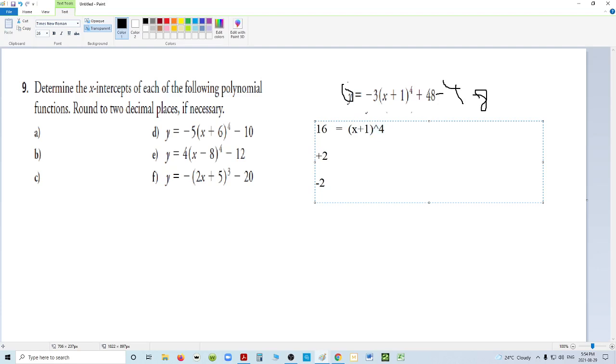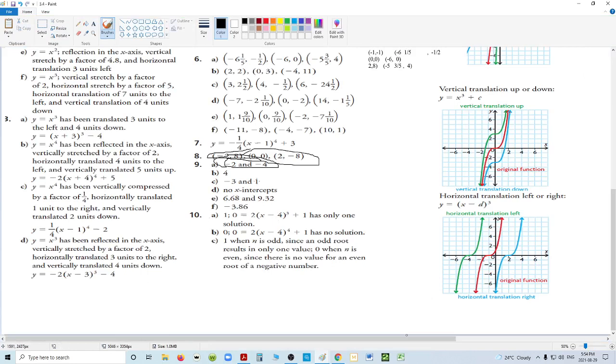So this is possible here, so I get x plus 1 equals 2, which means when I solve it, x is equal to 1. And then down here, when it's x plus 1 equals minus 2, when I solve it, minus 3 is equal to x, which means it's minus 3, 0, and 1, 0. And if you go to the answers, you will indeed find that.